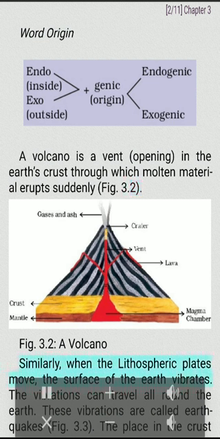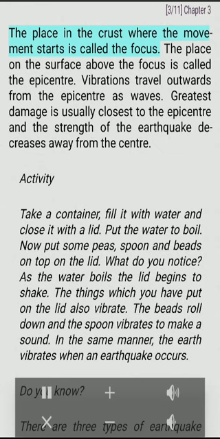Similarly, when the lithospheric plates move, the surface of the Earth vibrates. The vibrations can travel all around the Earth. These vibrations are called earthquakes. Fig. 3.3. The place in the crust where the movement starts is called the focus. The place on the surface above the focus is called the epicenter. Vibrations travel outwards from the epicenter as waves. Greatest damage is usually closest to the epicenter and the strength of the earthquake decreases away from the center.